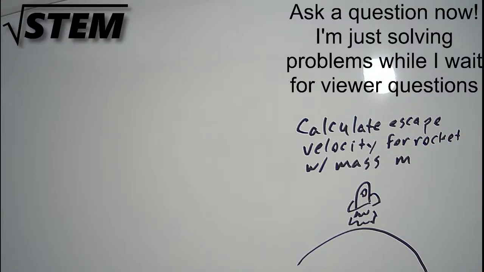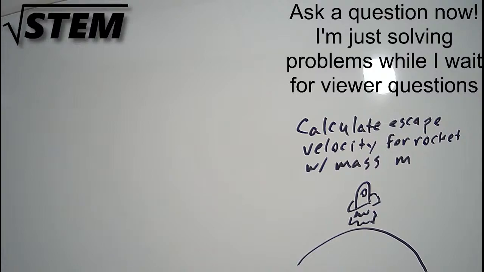Now to do that, we need to consider what escape velocity means. Basically what we want to do is give our rocket enough kinetic energy that it can escape the potential energy well around the Earth. So if we get it far enough away, moving fast enough, the Earth won't be able to pull it back down.